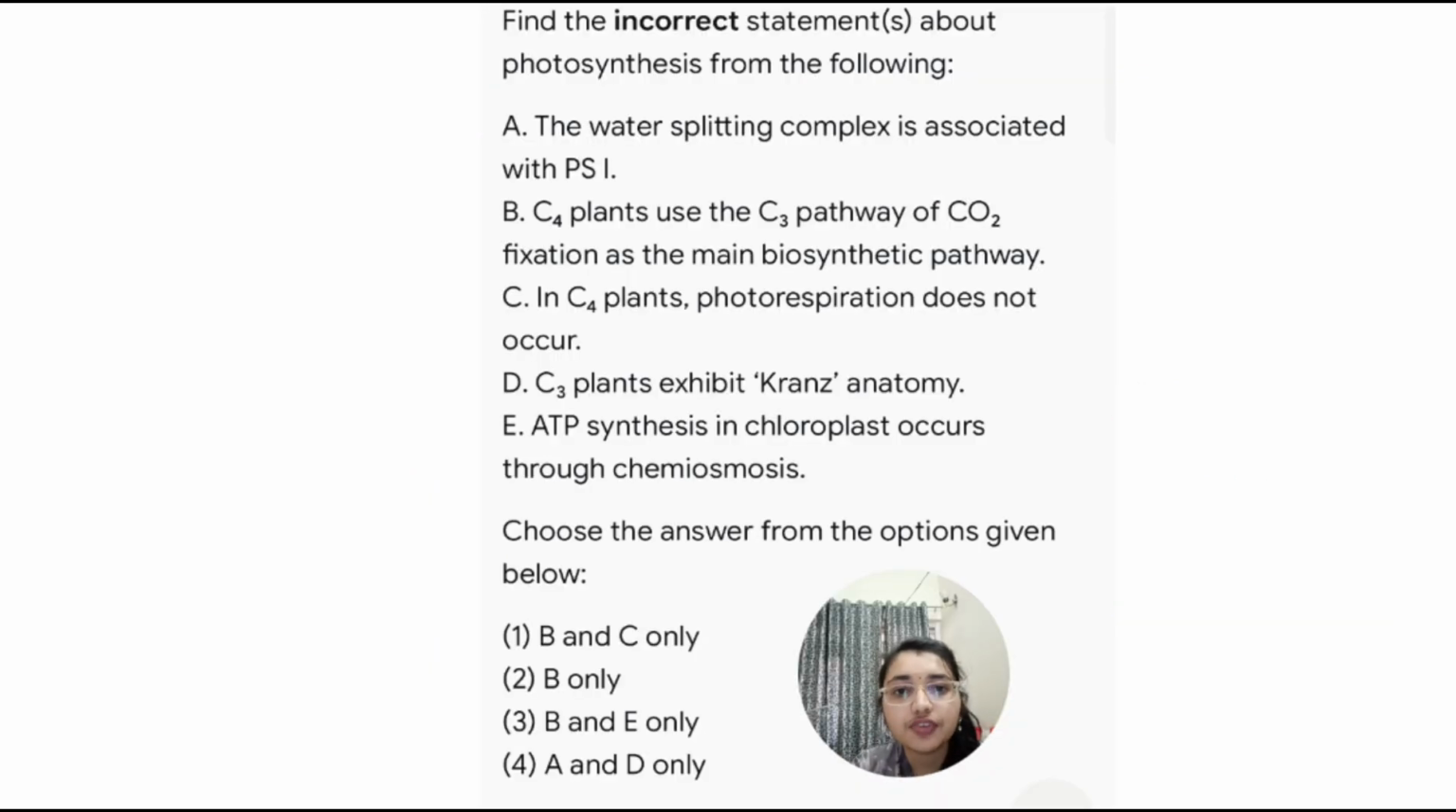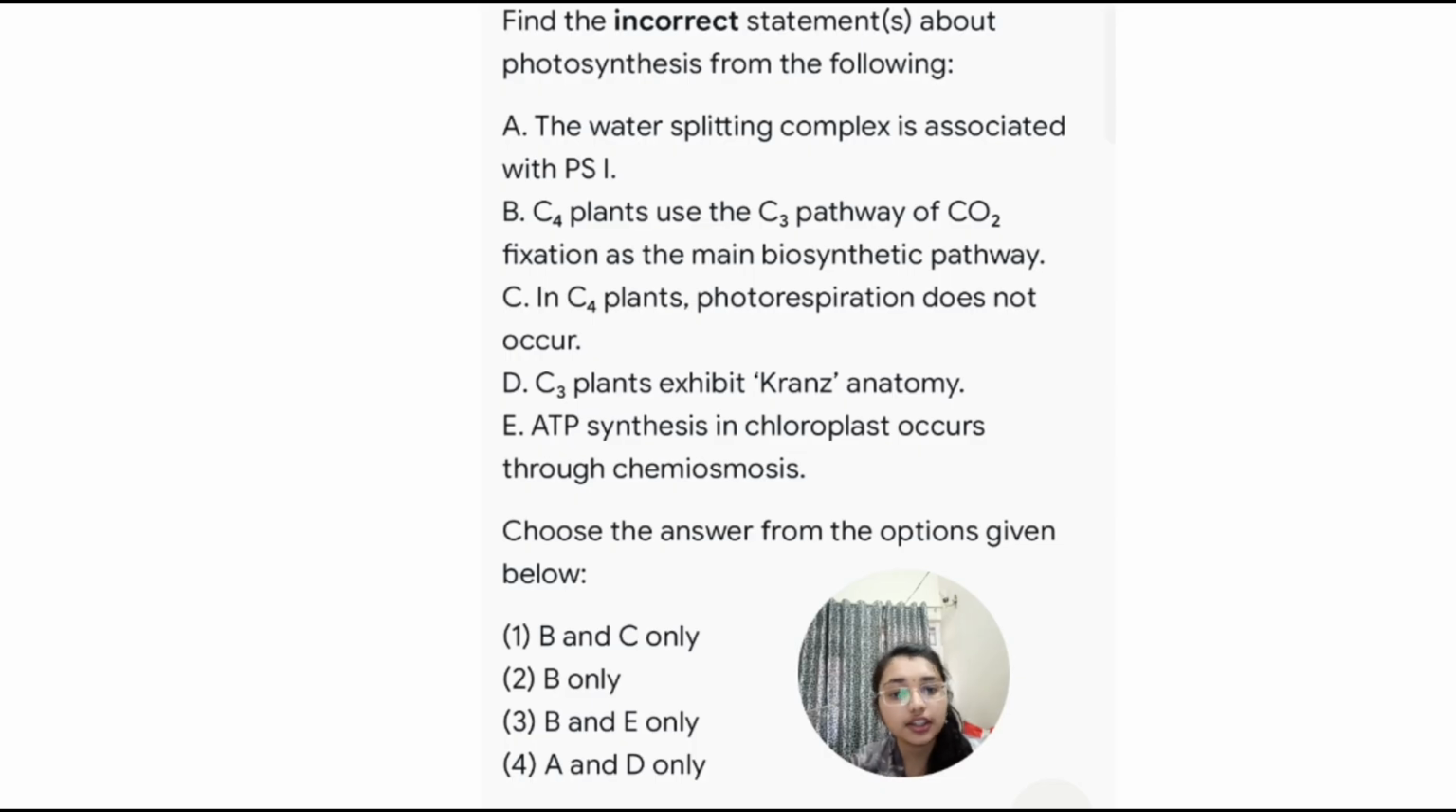Here the question is, find the incorrect statement about photosynthesis from the following. The water splitting complex is associated with PS1. This is incorrect. It is associated with PS2. Then, C4 plants use the C3 pathway of CO2 fixation as the main biosynthetic pathway. This is true. In C4 plants photorespiration does not occur. This is also true. C3 plants exhibit Kranz anatomy, wrong. C4 plants exhibit Kranz anatomy. Then ATP synthesis in chloroplast occurs through chemiosmosis. This is also true.